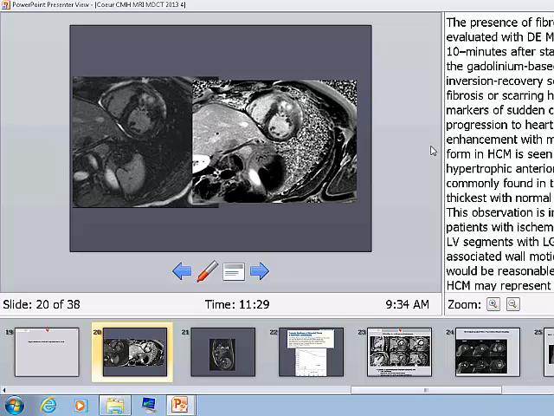Patchy mid-wall enhancement with multiple foci is the most common form in HCM. It's seen in this short axis view. This observation has to be distinguished from enhancement for MI.